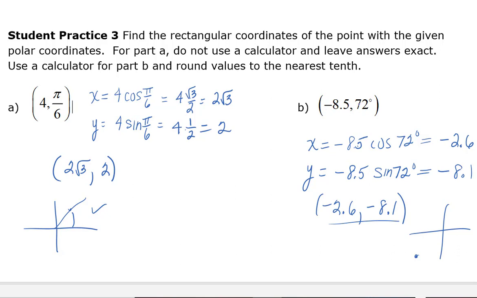If we plotted negative 8.5, 72 degrees, where 72 degrees would be in the first quadrant, we'd be in the first quadrant if r was positive, but because r is negative, it's going to reflect, like we said, 180 degrees. It will end up in the third quadrant. So this answer does make sense. And just in summary, when you are converting from polar to rectangular, it's really important that you check your mode on your calculator. And I think it's also helpful to draw those angles to make sure that you're falling in the right quadrant.